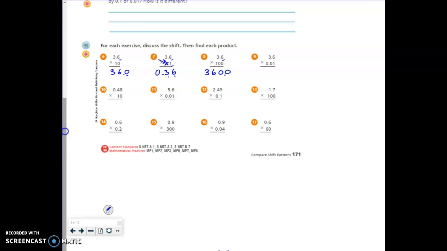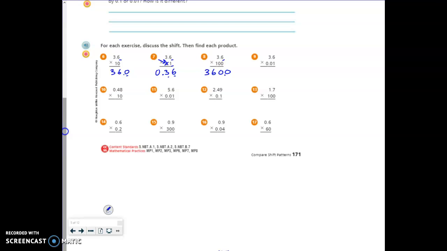So my answer is then 360. Now you can see the similarities in our answers, right? But you can also see how different they are. I've got a regular 36, I've got a 0.36, and I've got a 600 or 360. Okay, so there's a lot of variety in our answer, even though those numbers really haven't changed much. It's all about decimal point place value, or decimal point, which establishes our place value.